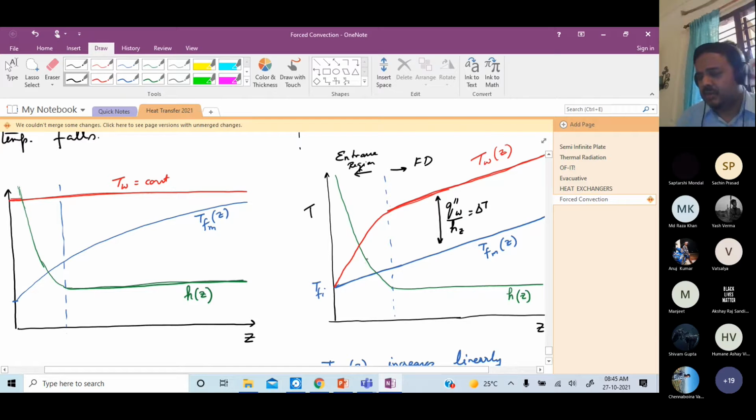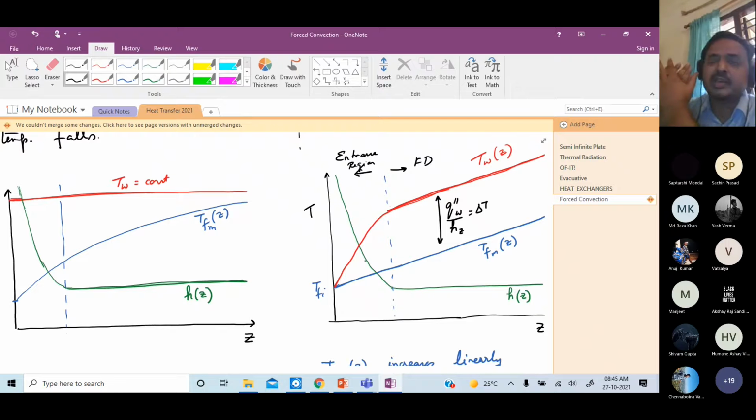Ideally, okay. In reality, of course, there will be some spreading. The wall will have some finite conductivity, all that stuff. So it will never be like that. But theoretically, the temperature of the wall and the fluid is the same at the entry point. And since there is some heat flux, it means that the heat transfer coefficient will be infinity. Right?